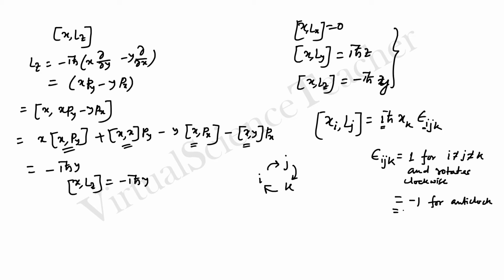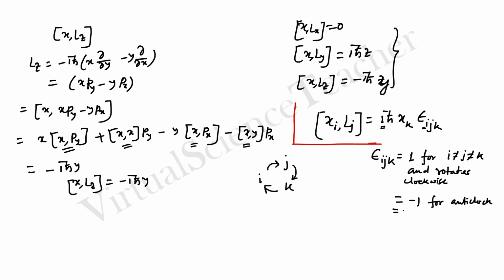Now let's check what we have said. That means i equals 1, that means x1, that is x, and l_j equals y, so [x, l_y] will give us iħ x_k equals z. Okay, so [x, l_y] is iħ z, this is fine. And now I am trying with i equals 2, j equals 3, k equals 1. That means [y, l_z], this will give us iħ x. Similarly [z, l_x] gives iħ y.